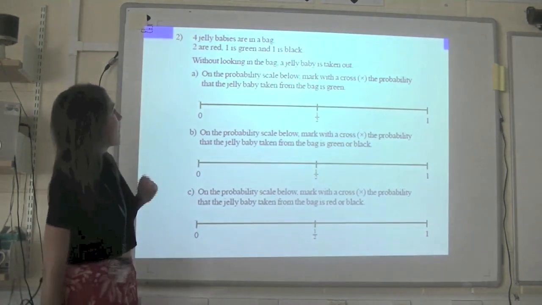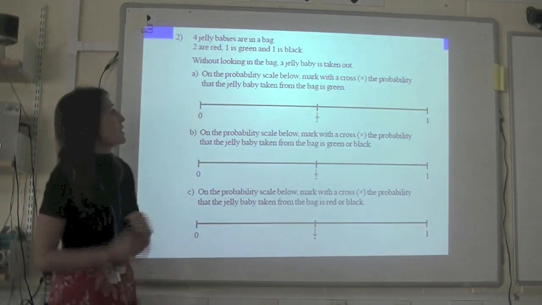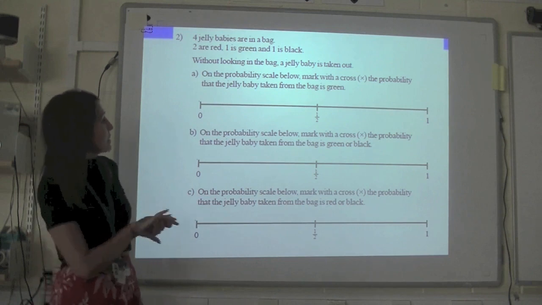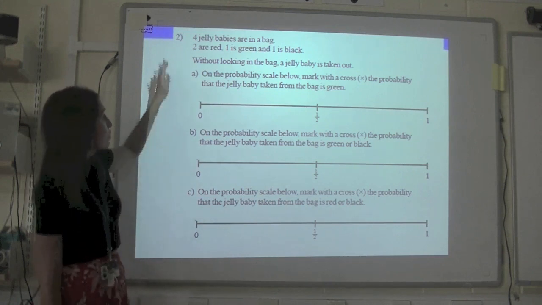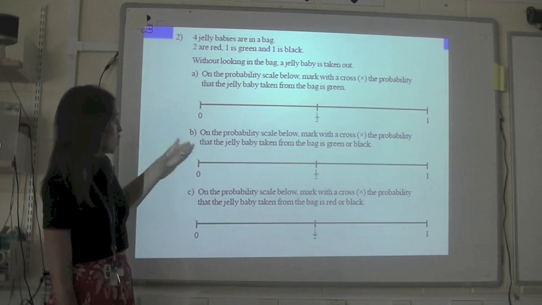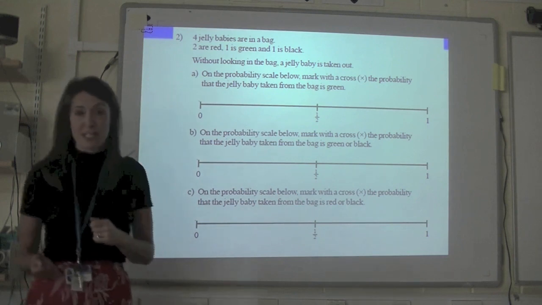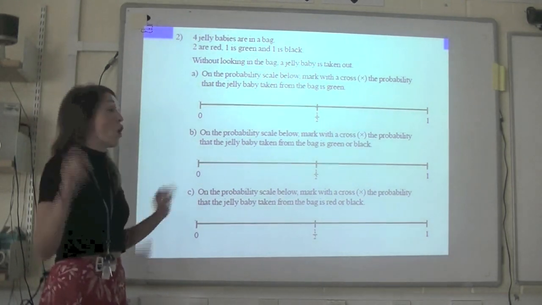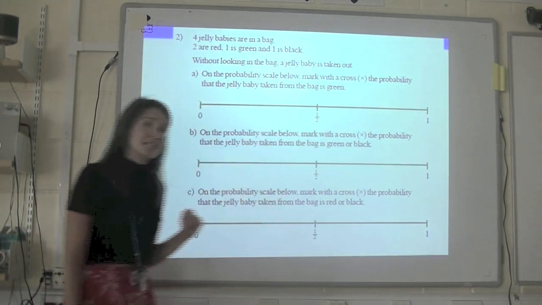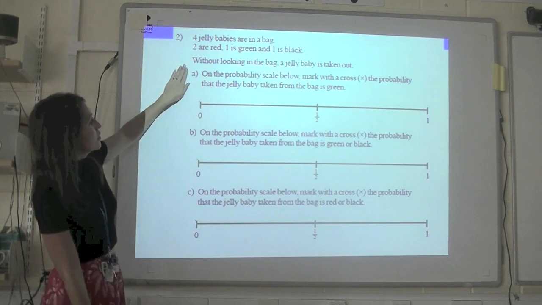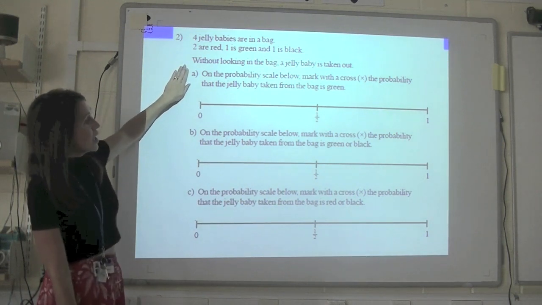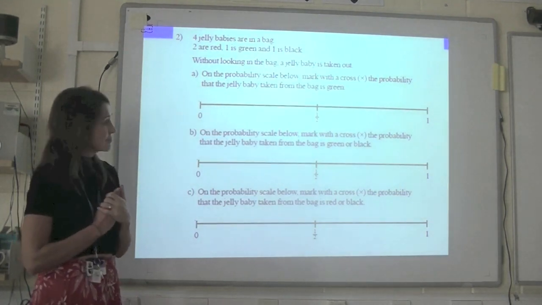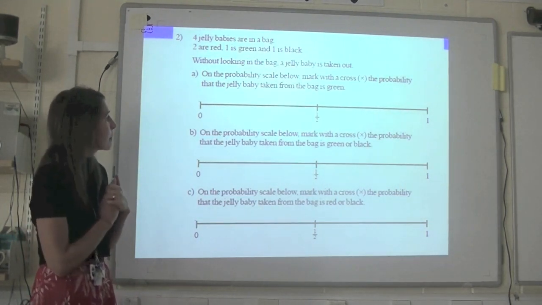4 jelly babies are in a bag, 2 are red, 1 is green and 1 is black. Without looking in the bag, a jelly baby is taken out, and then if we were in class, I'd ask you to draw out these 3 probability scales, or I'd have them printed out for you, and I'd ask you to put a cross on the scale with where these events would happen. So, if you want to have a go at these, pause it now, and I'll go through them in a second.